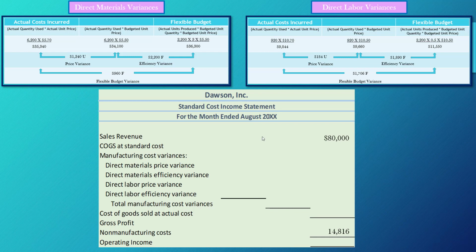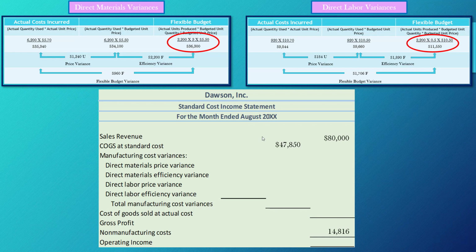We're going to start with our sales revenue, which we'll assume for Dawson was $80,000. Then we're going to list our cost of goods sold at what it should have been had we hit all our standards. Had we used the amount of wicker per chair and paid the amount per square yard of wicker that we thought we were going to, we should have spent $36,300 in materials. We also determined that had each chair taken a half an hour and each labor hour cost us $10.50 on average, we should have spent $11,550 in labor costs. Assuming there's no overhead, we'll get to that at some other point in this chapter. That means that in total, if we hit our standards just for materials and labor, we should have had cost of goods sold of $47,850. Those two numbers add together.